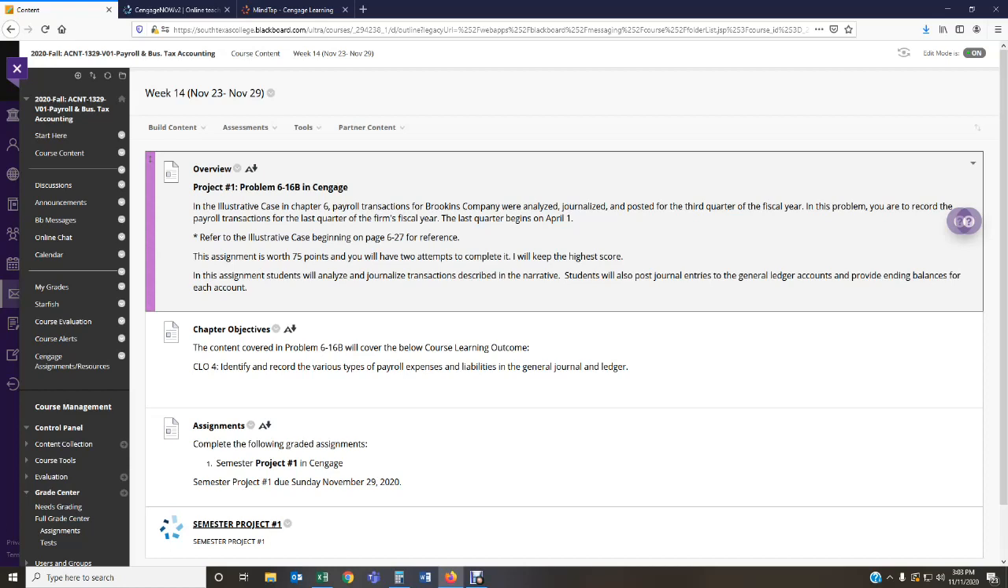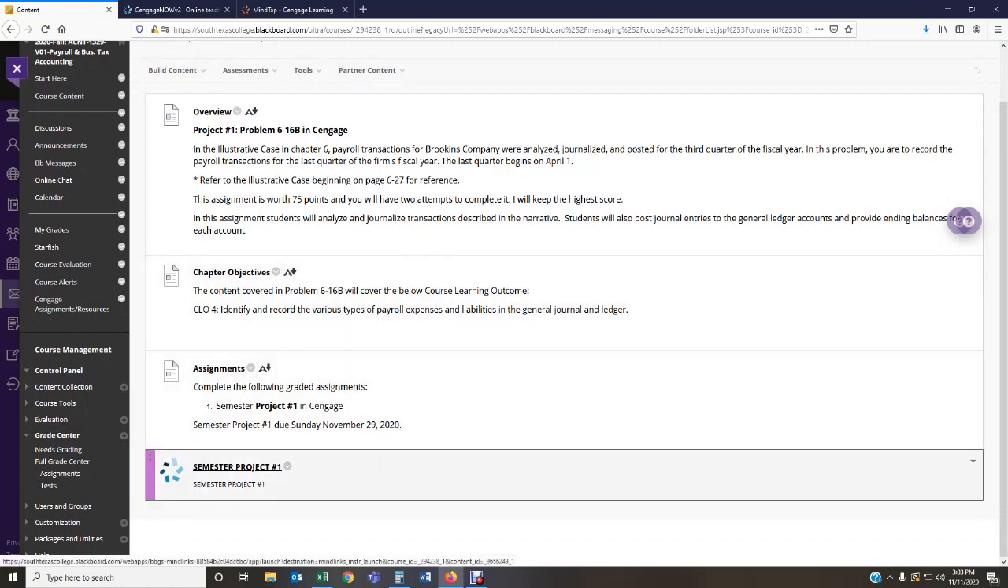So in this particular assignment, students are going to analyze a variety of transactions, and they're going to be recording it in the journal. Students are also going to transfer the information from the journal to their respective ledgers to get the ending balances, and then they're going to be asked to answer some questions using all of the information provided. Okay, so let me go ahead and take you to the project.